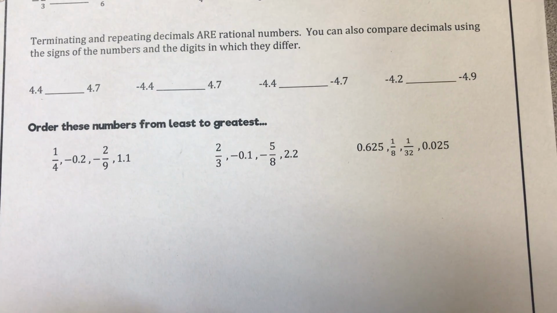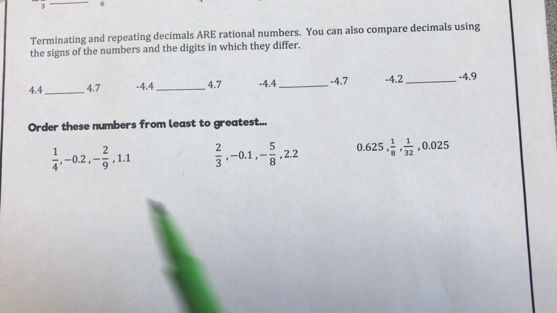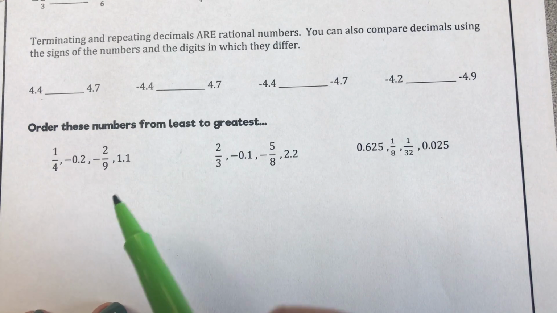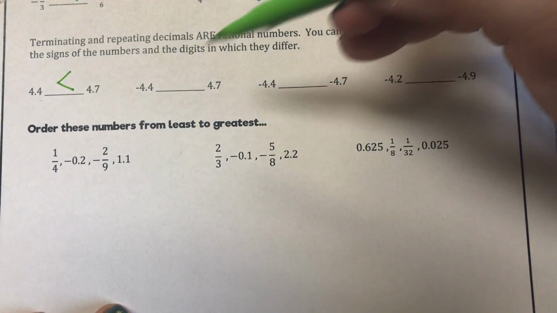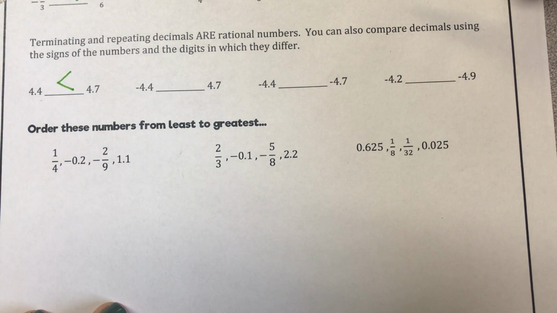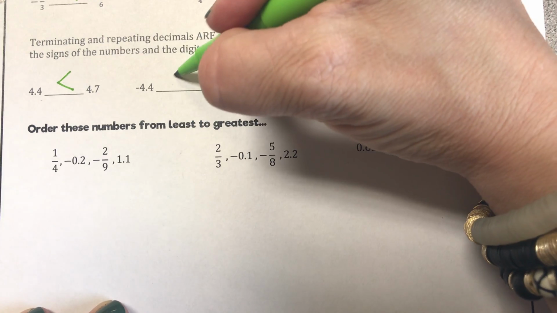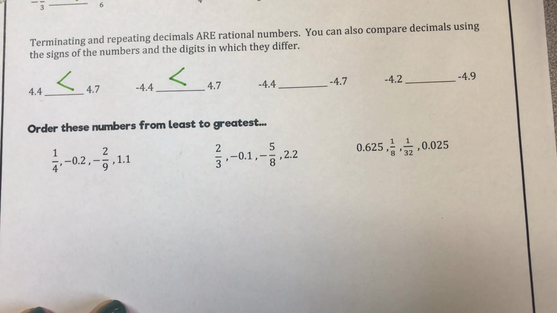Then it says terminating and repeating decimals are rational numbers. You can also compare decimals using the signs of the numbers and the digits in which they differ. Okay, so which one is bigger, 4.4 or 4.7? 4.7 is greater. What about negative 4.4 and positive 4.7? If you're comparing a negative and a positive, the positive is always going to be greater.